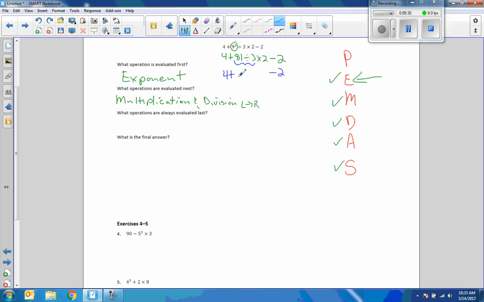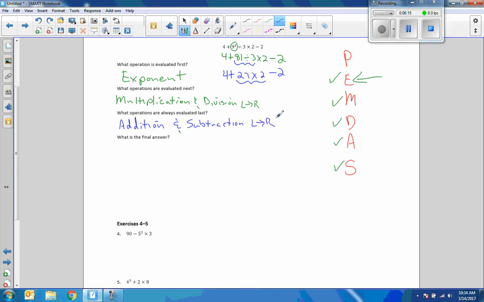81 divided by 3. 3 goes into 8 2 times. Remainder of 2. 3 goes into 21 7 times. Okay? Is that right? 3 times 7. Yes, 81 divided by 3 is 27. Okay. Times 2. So now I'm going to do this first. Let me not do parentheses. That'll confuse things. Times 2. Now we're going to do this piece. What operations are always evaluated last? Addition and subtraction.